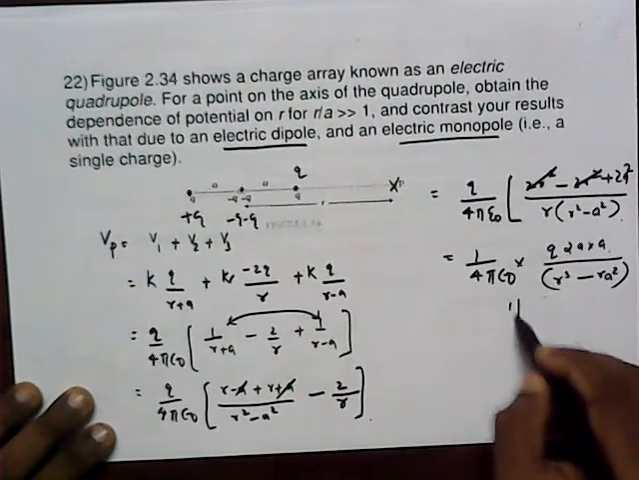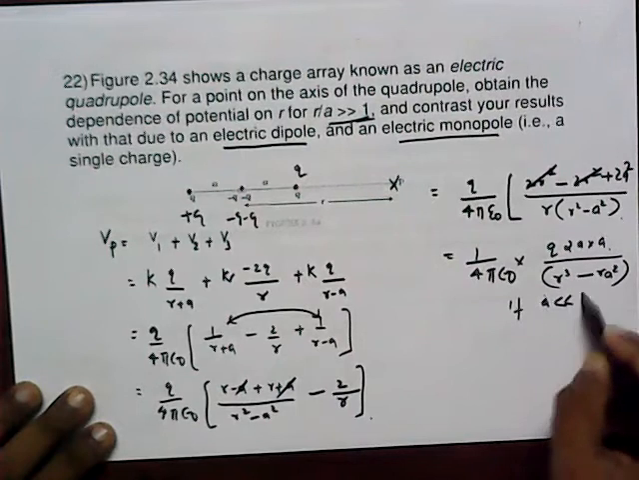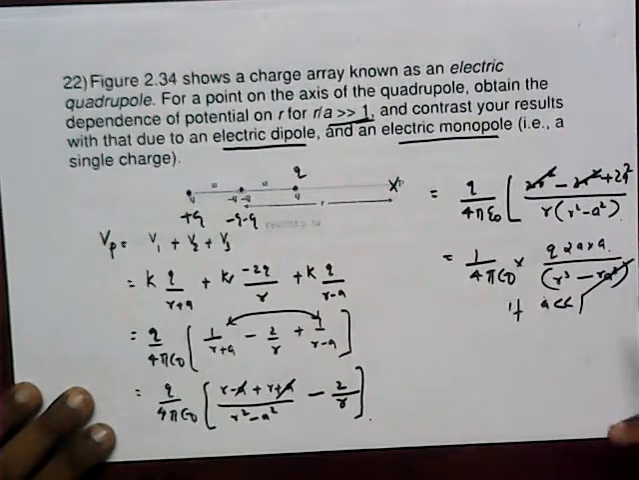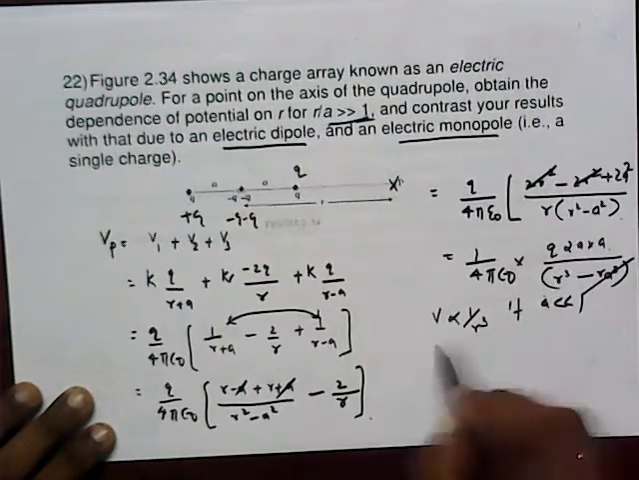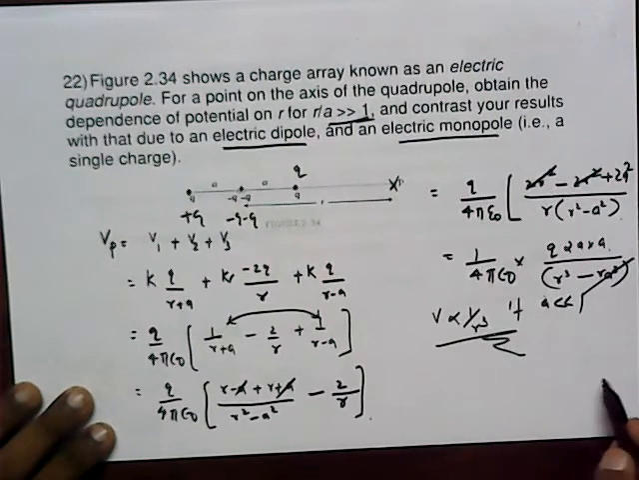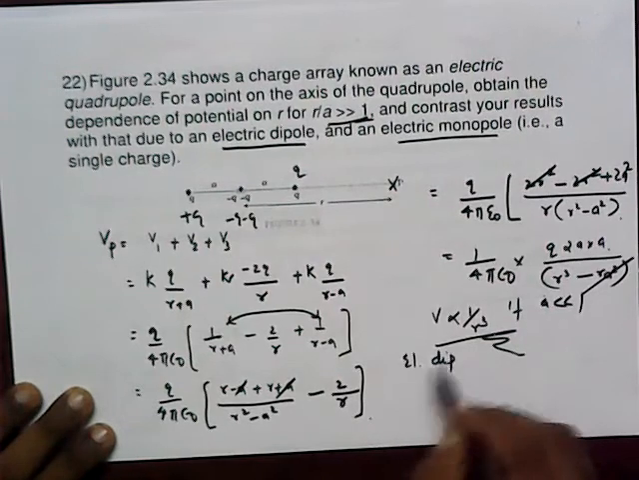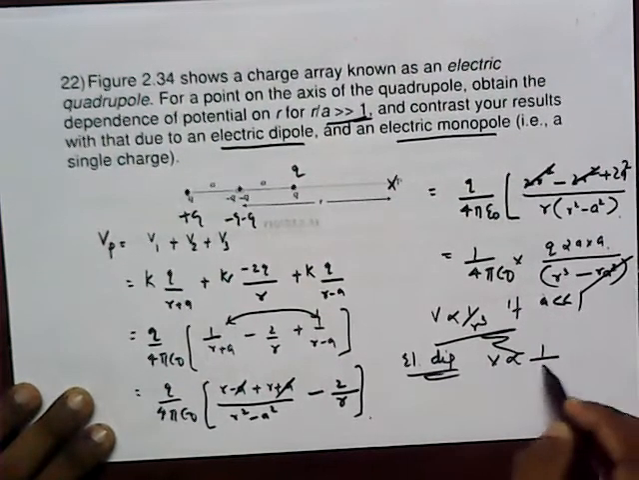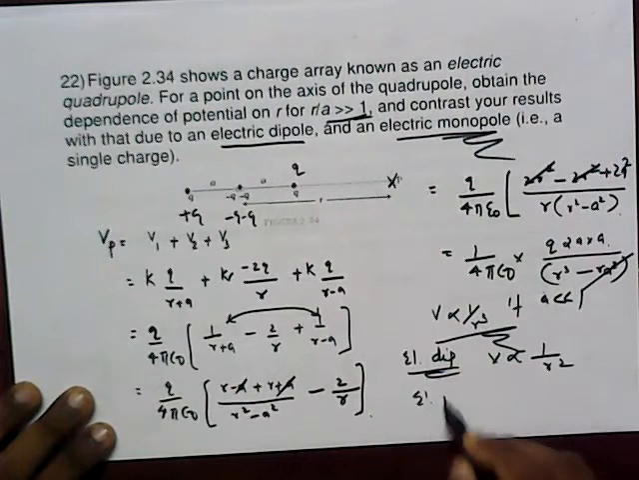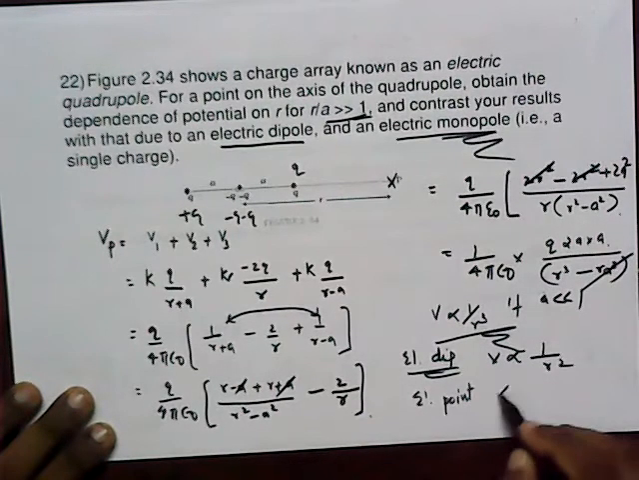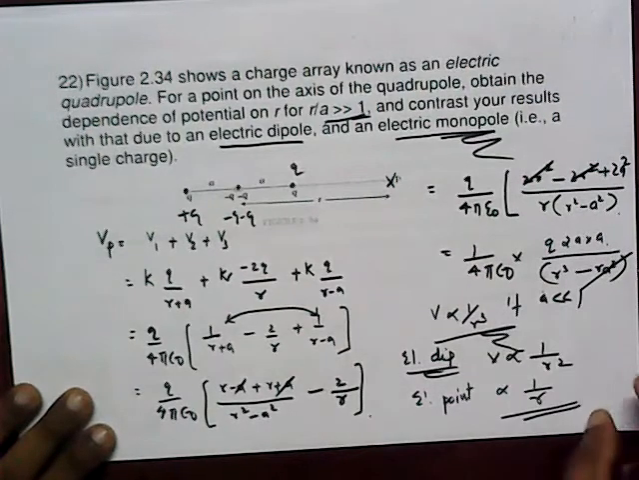But if you take the assumption here that A is very much less than R, we can neglect that term, and hence we can say the potential is proportional to 1 by R cube. In the second case, for the electric dipole, we already know the potential is proportional to 1 by R square. But for a point charge, a monopole, we know it is proportional to 1 by R. So there is a difference. A very good concept.